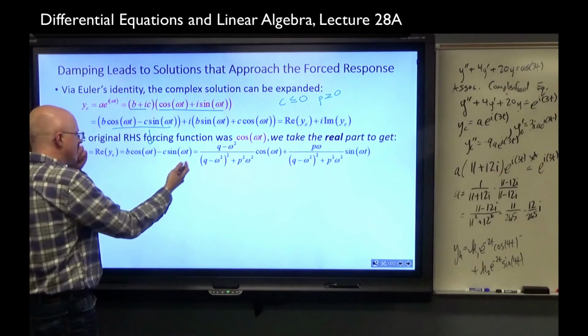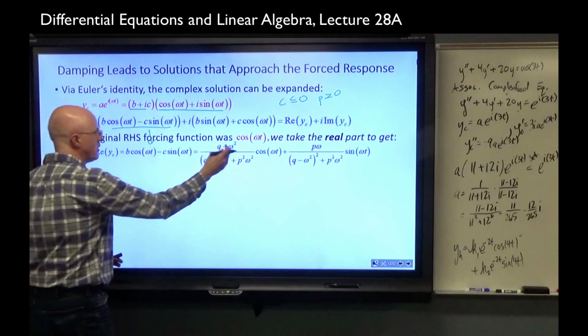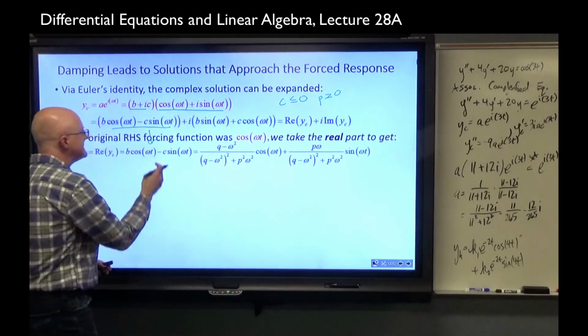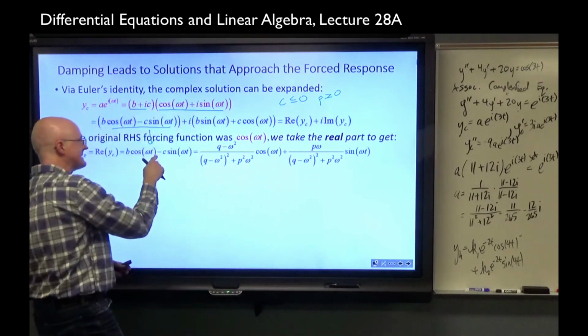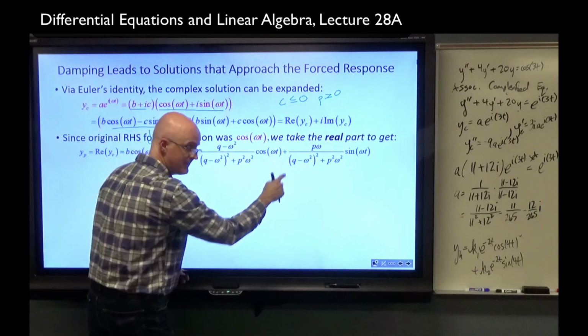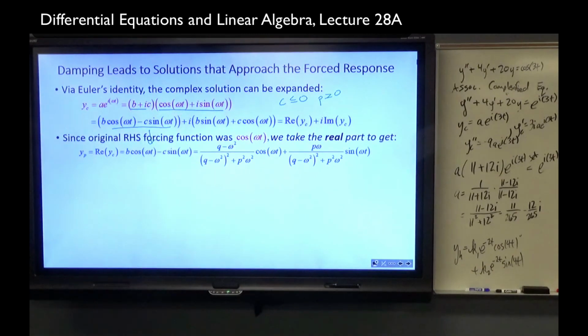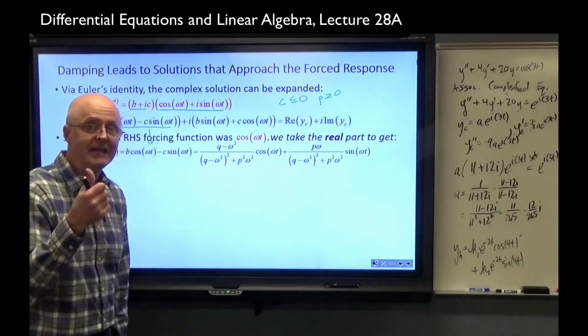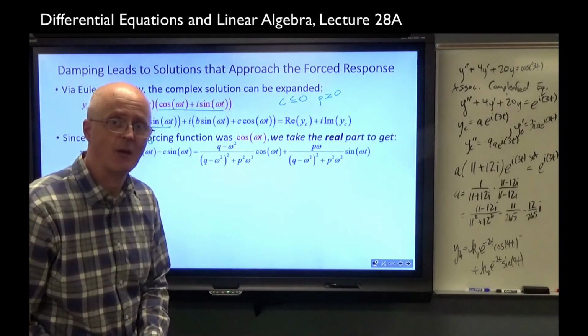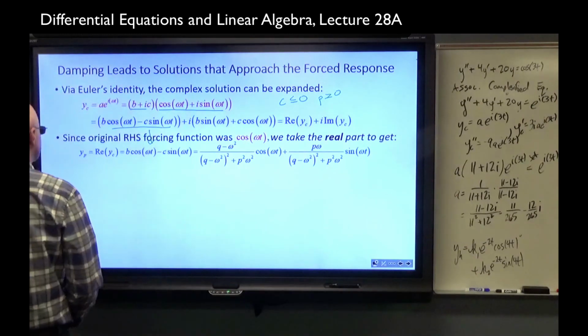Go ahead and plug in the values of b and c if you like. b was q minus omega squared over this. c was negative p omega over that, but I have a minus sign there, and the two minuses give you a plus sign. There is our particular solution in terms of p, q, and omega as a function of t. Very complicated, but it is good to do it in the general case. We're going to see it's very good to do it in the general case like this.